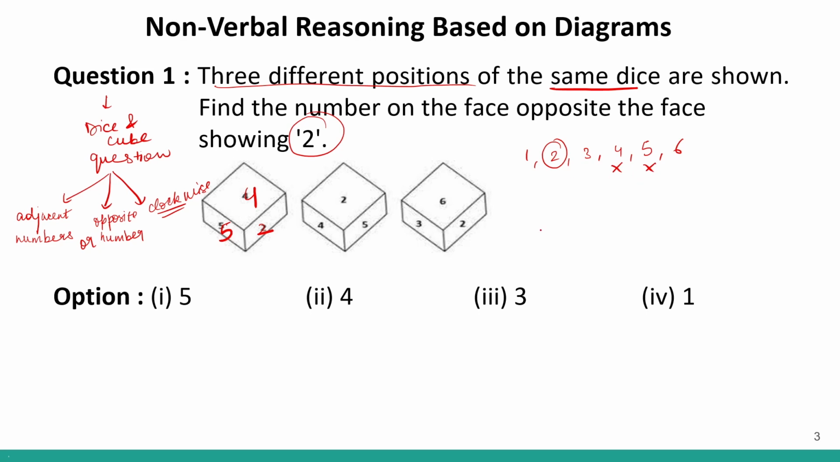Clear? Now, figure 2. Figure 2 again we have 2, 4 and 5. So 4 and 5 are adjacent to 2. Again eliminated. Now over here we have 3 and 6 and 2. So 3 and 6 are also adjacent to 2. So if they are adjacent, can they be opposite? No. So this eliminates 3, 4, 5 and 6. And the only number that we have is 1. So option number 4, 1 is correct. Clear? This is how you solve questions on dice and cube.